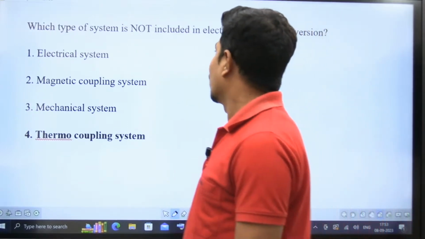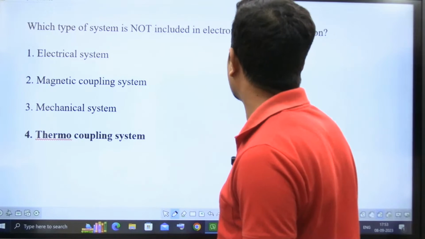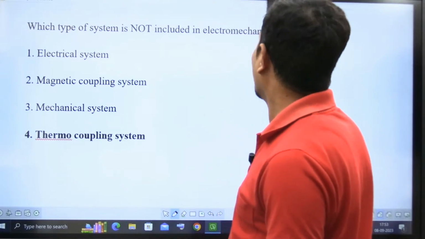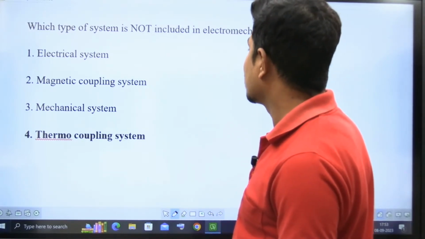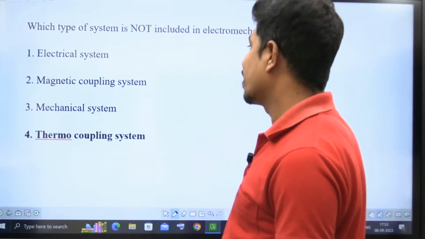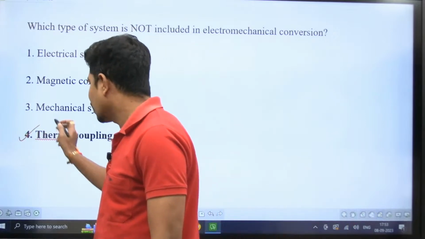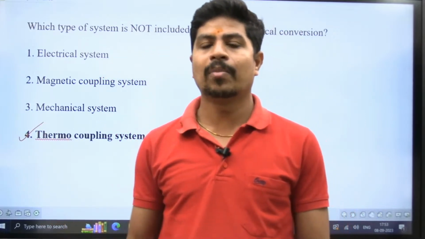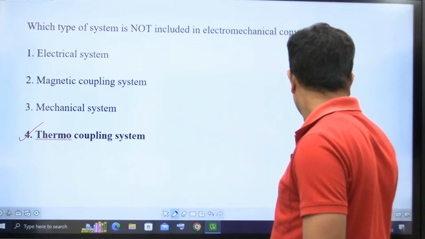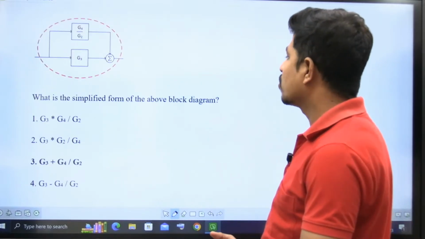Which type of system is not included in electromechanical conversion? Electrical system, yes, it is there. Magnetic coupling system, yes, it is there. Mechanical system, it is there. Thermocoupling is nowhere related to electromechanical energy conversion, right? Next question. This question is very simple.